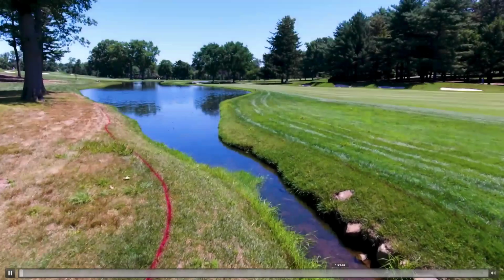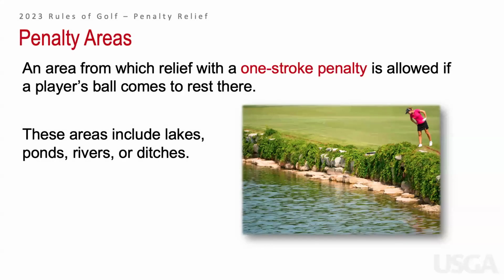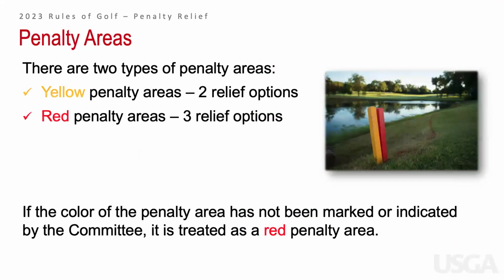Perfect. So I think we all know what penalty areas are. Again, not my most favorite part of the course. Penalty areas are areas from which relief with a 1-stroke penalty is allowed if the player's ball comes to rest there. Typically, they're going to be lakes, ponds, rivers, or ditches. Sometimes they may be just tall fescue areas or maybe heavily wooded areas.